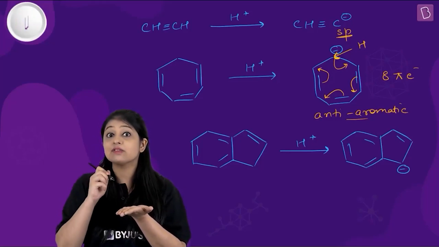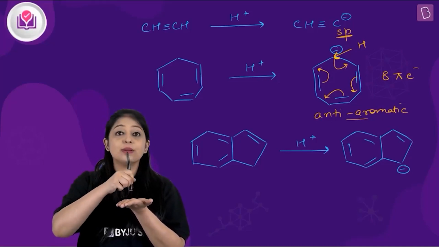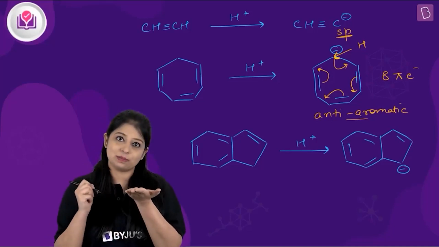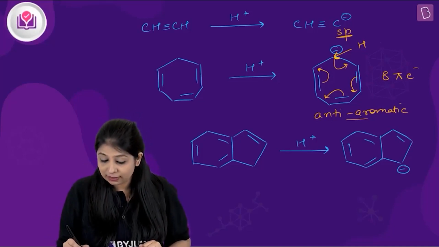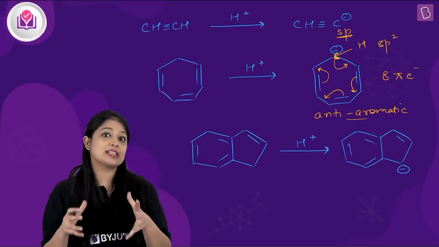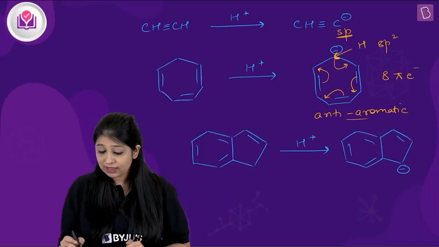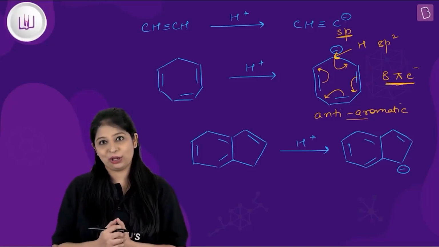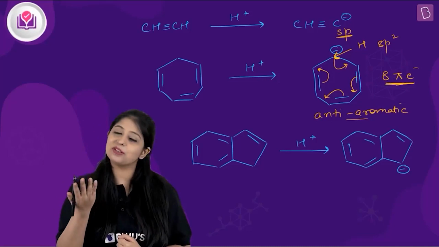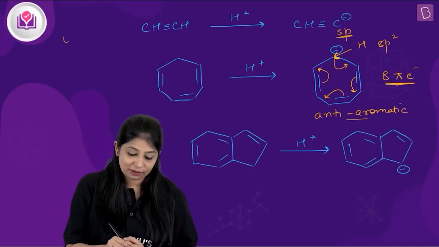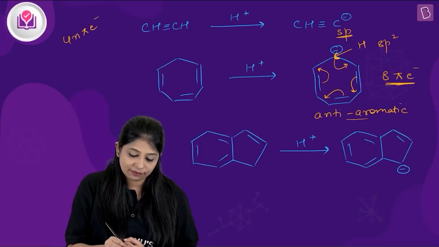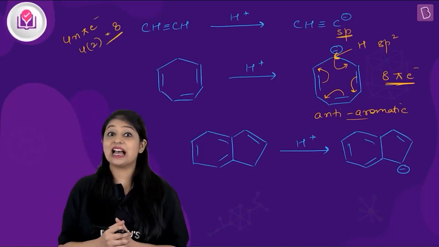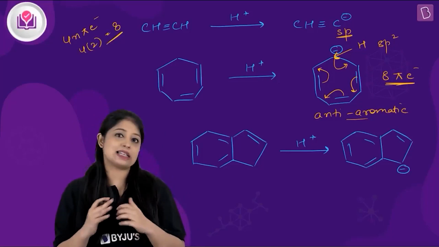And since the negative charge is being delocalized, it has to be in a pure p orbital which will be perpendicular to this plane. So that's why this carbon atom is sp2 hybridized, which makes the whole molecule planar. And 8 pi electrons are being delocalized in this molecule, which makes it anti-aromatic. 4n pi electrons, if you put n as 2, you get 8. And this makes it anti-aromatic and hence its stability decreases a lot.